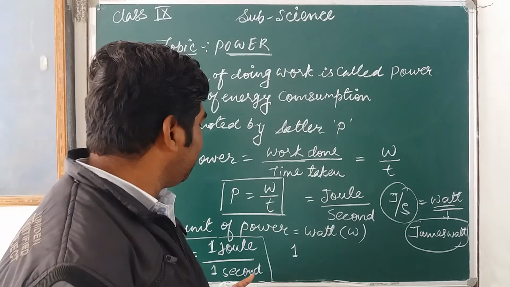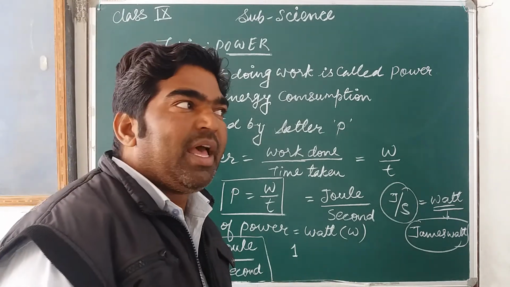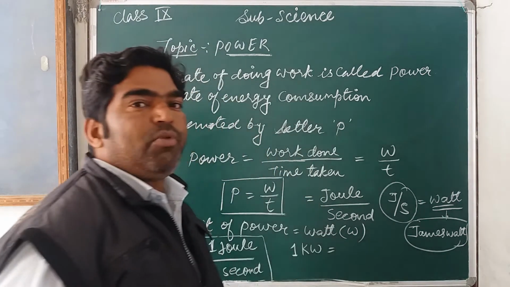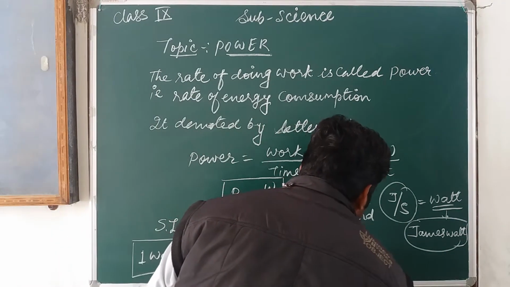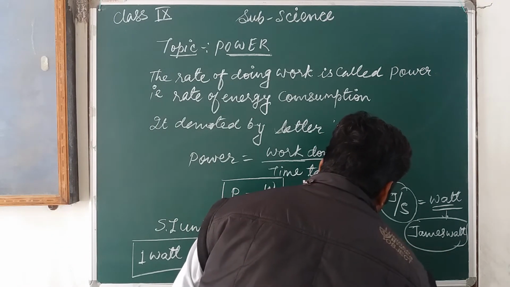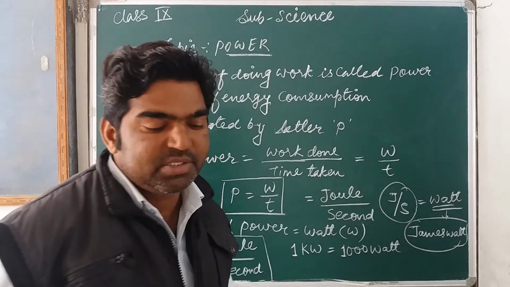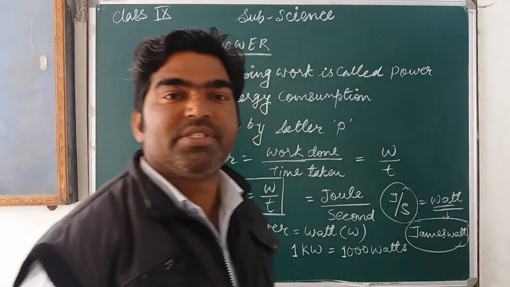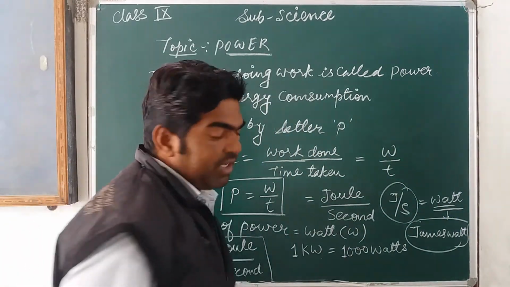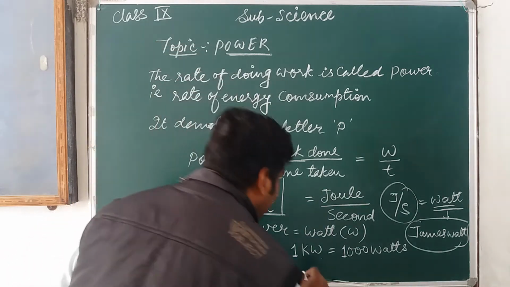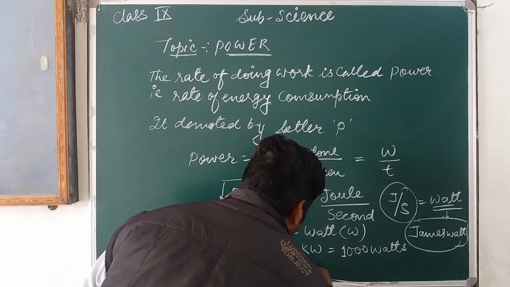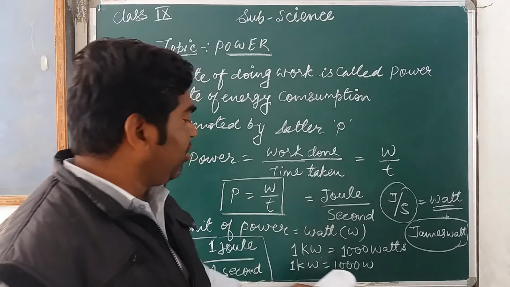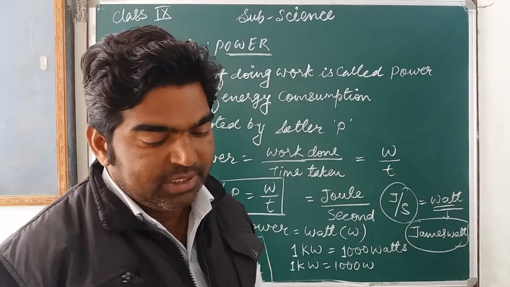Sometimes it is a smaller unit, and sometimes we use a larger or bigger unit, and that unit is called 1 kilowatt. So 1 kilowatt means what? 1 kilo means 1000, so 1 kilowatt means 1000 watt. Okay, so this can be written like this: 1 kilowatt is equal to 1000 watt.